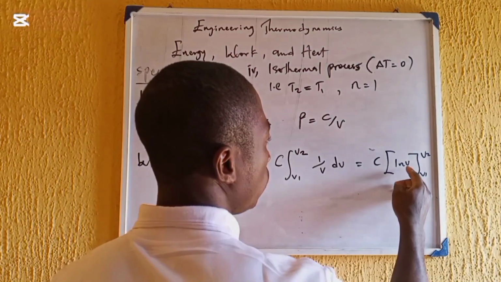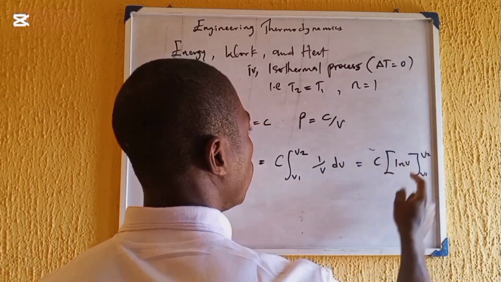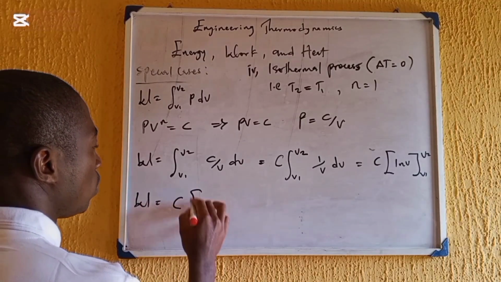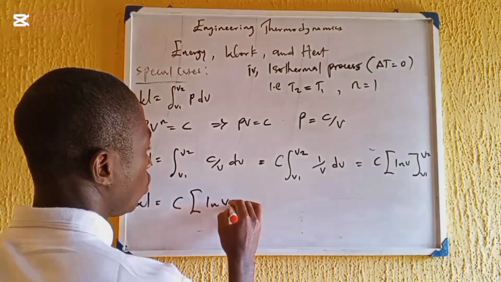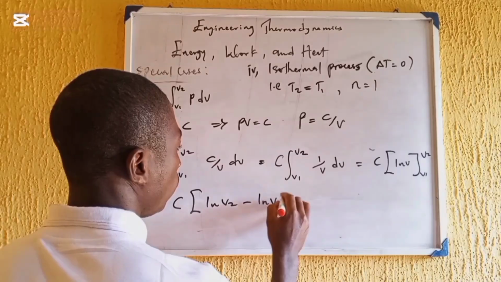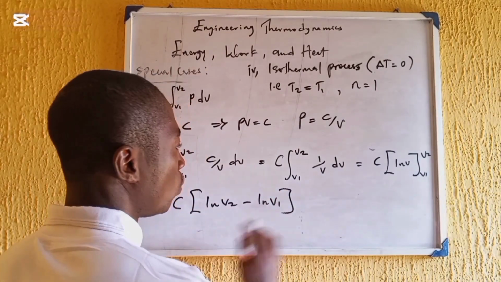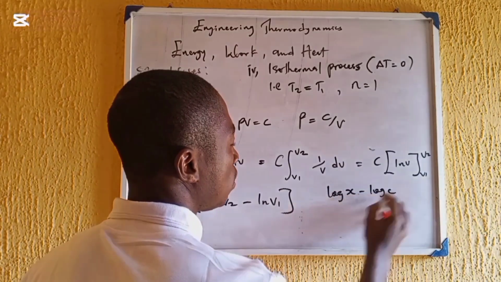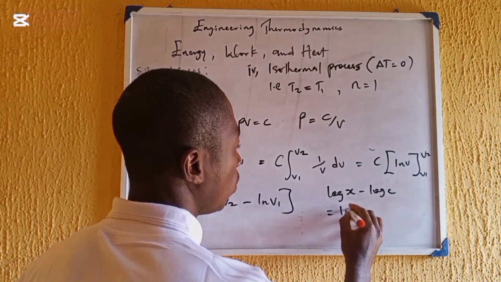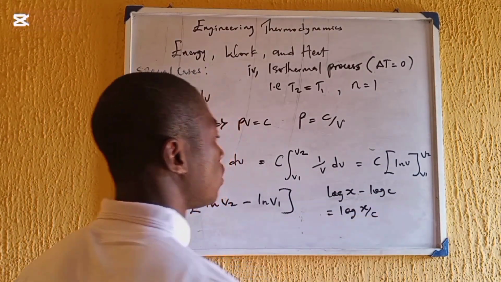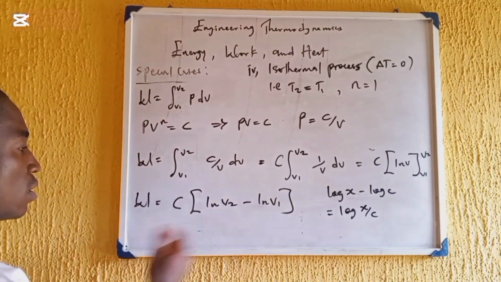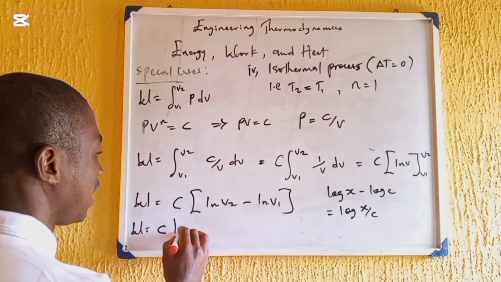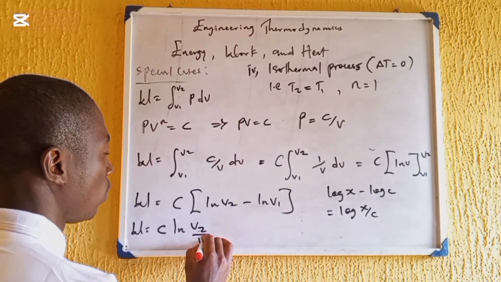So what do we do? Substitute for V. That means you will use V2 and also use V1. So work is equal to C into ln V2 minus ln V1. Now from logarithm, we know that log x minus log C is equal to log x over C. So the same thing applies here. We're having work is equal to C ln V2 over V1.